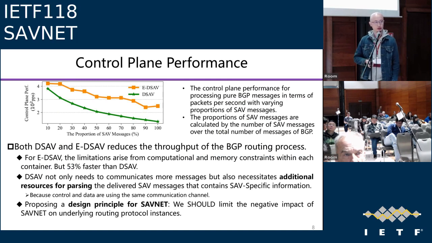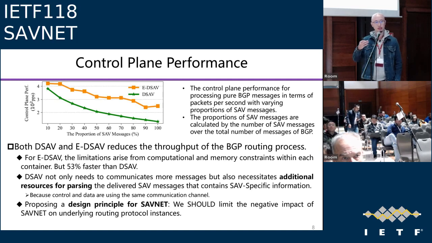Next, we move on to the control plane performance. For control plane performance, we basically measure the packet per second processing power, the throughput, of the BGP routing instance in SAVOP. And we vary the proportion of SAV messages out of all the messages that the BGP routing instance receives or processes. And we increase this percentage from 10% to almost 100%.